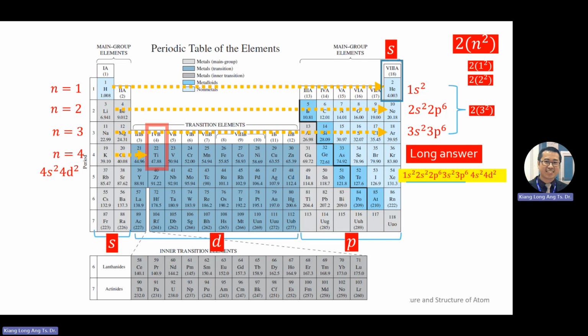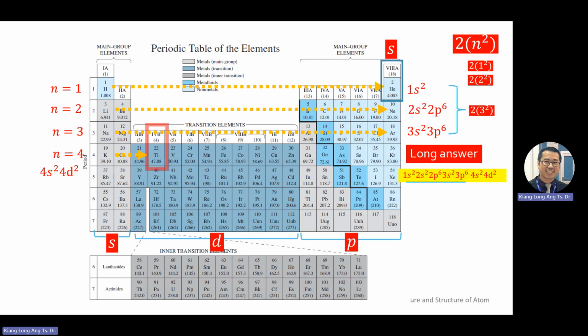The full answer is this one. This is a long answer for titanium: 1s2, 2s2, 2p6, 3s2, 3p6, 4s2, 3d2. This is a long answer. You might ask, Dr. Ang, is there any short answer? Yes, there is a short answer. How to write the short answer?